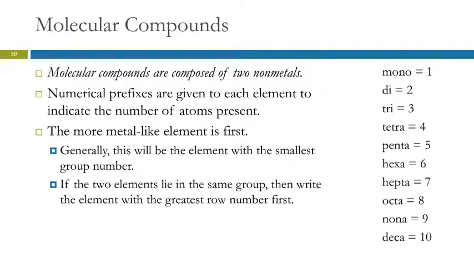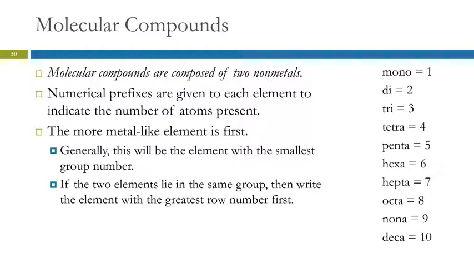So what we're going to do here is use those numerical prefixes again, to indicate how many atoms of each element there are. Reminder that we're talking about 2 nonmetals here. Who goes first in the compound? Well, it's the one that's more metallic. But how do I know, nitrogen or oxygen, which is more metallic? They're both gases. None of them seem metallic.